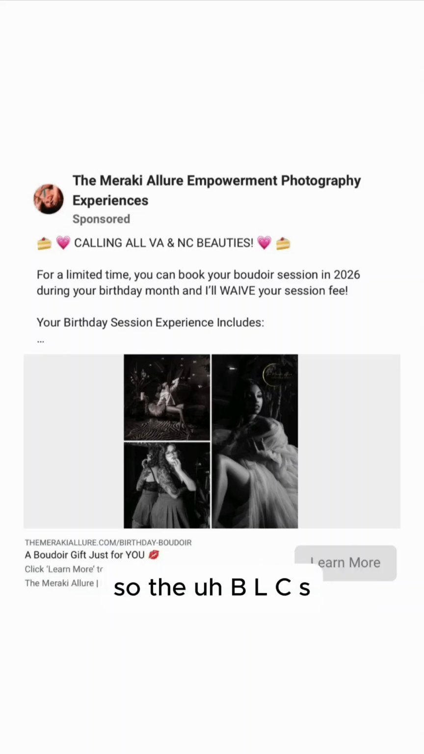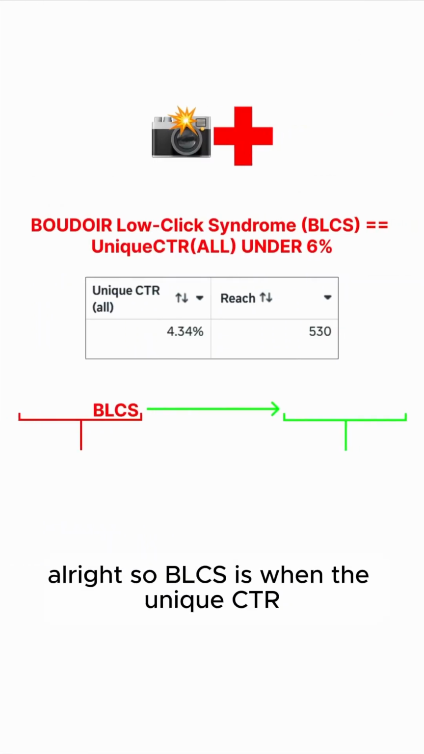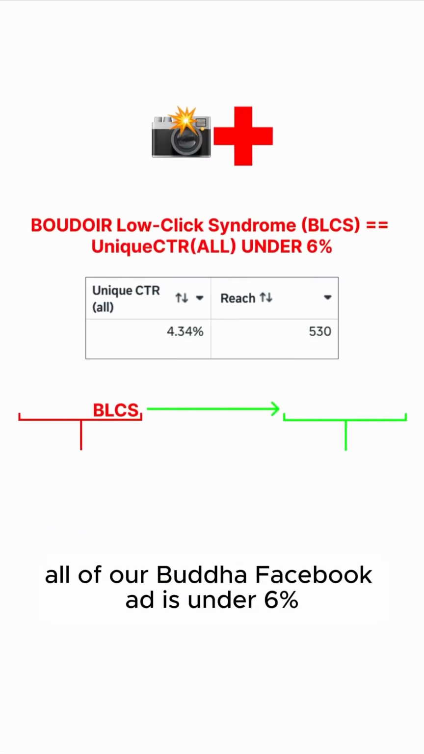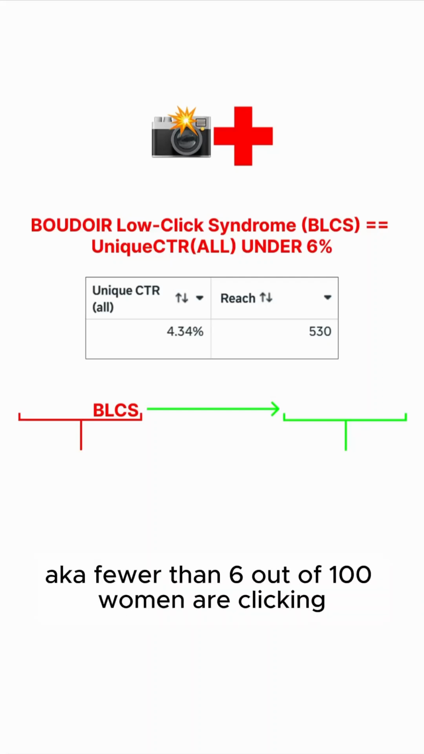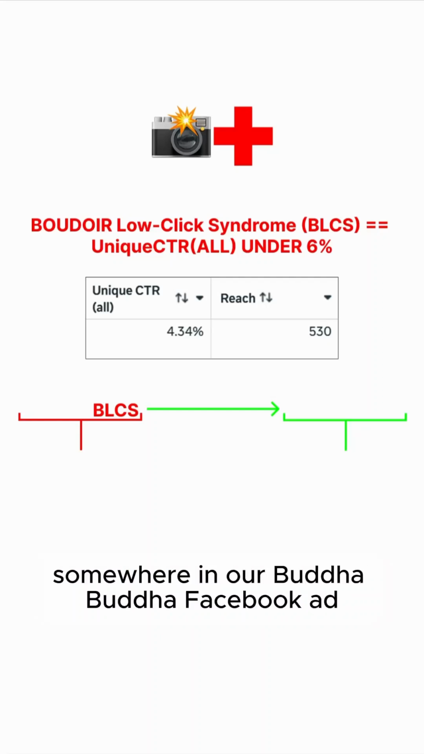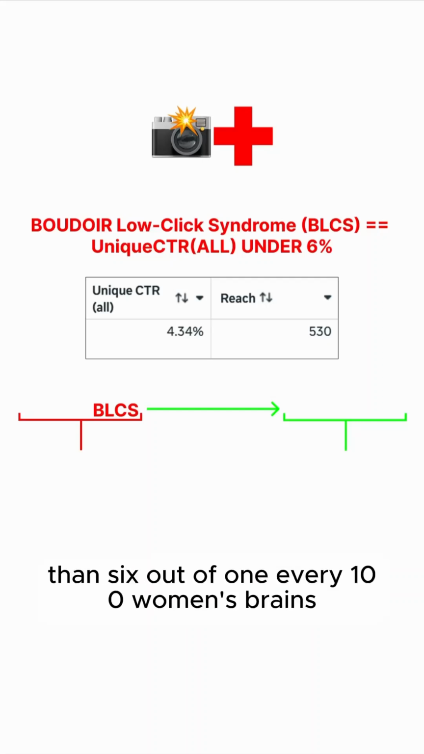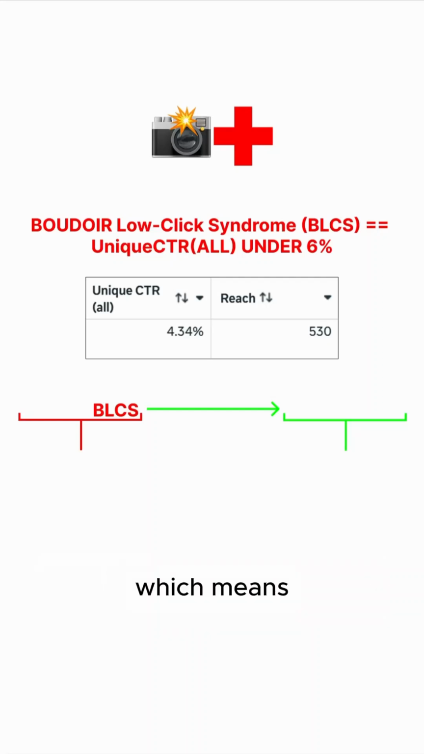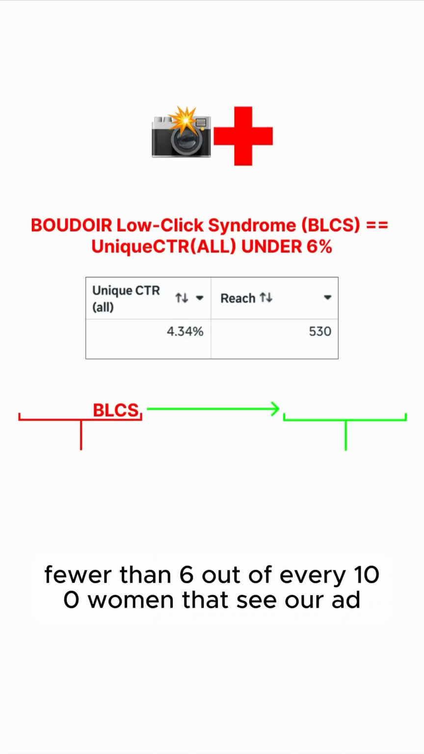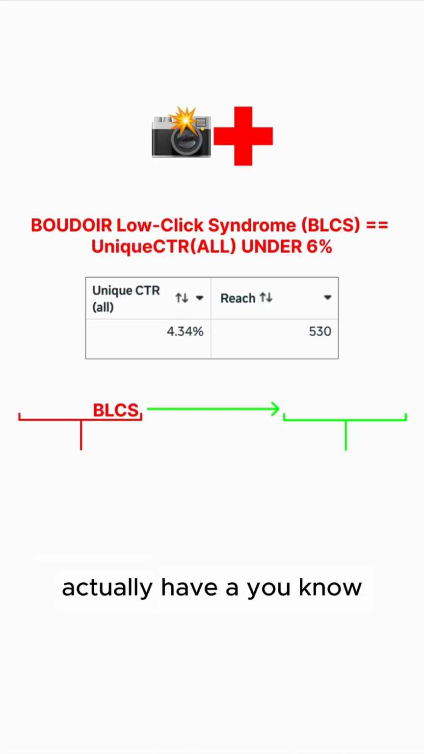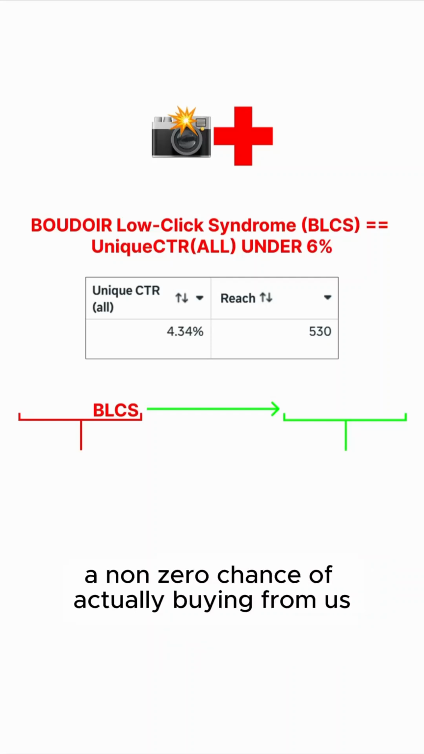All right, so BLCS is when the unique CTR of our Boudoir Facebook ad is under 6%, aka fewer than 6 out of 100 women are clicking somewhere on our Boudoir Facebook ad, which means our ad is entering fewer than 6 out of every 100 women's brains, which means fewer than 6 out of every 100 women that see our ad actually have a non-zero chance of buying from us.